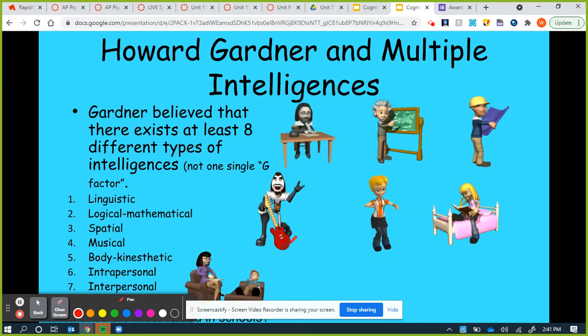The criticism of this one is that it's probably too broad. And it also contributed to the false idea of different learning styles. Okay, that whole thing of how do you learn best is bull. There's really no scientific evidence that backs it up.